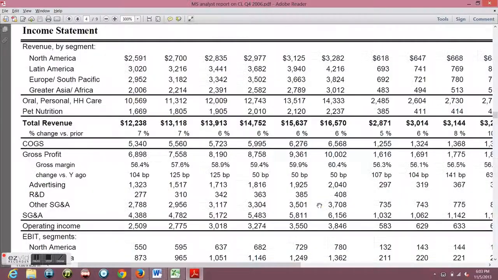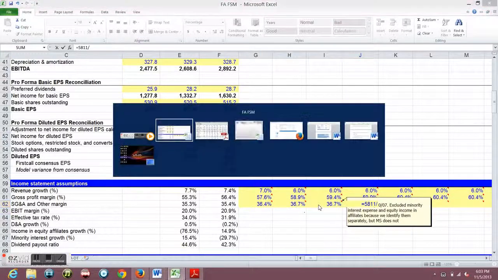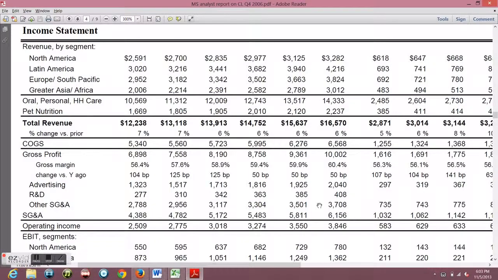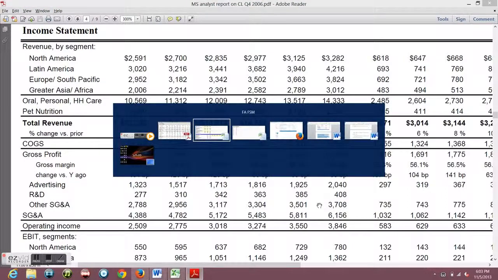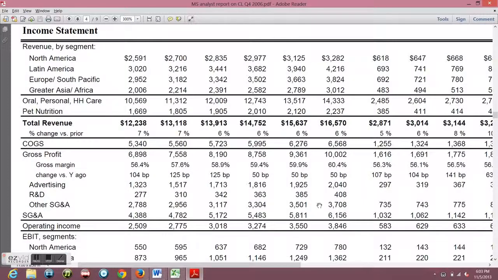Then the next one is going to be 5811 divided by 15637 minus 0.0044, and I think that was my last year.